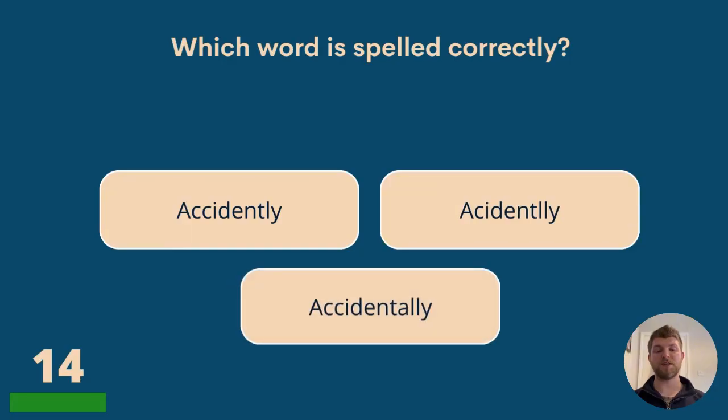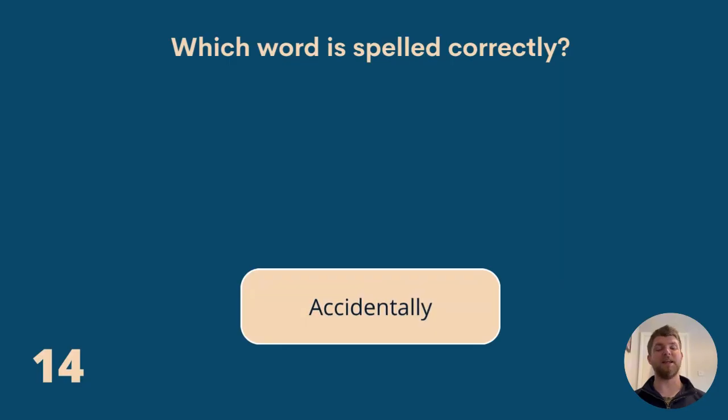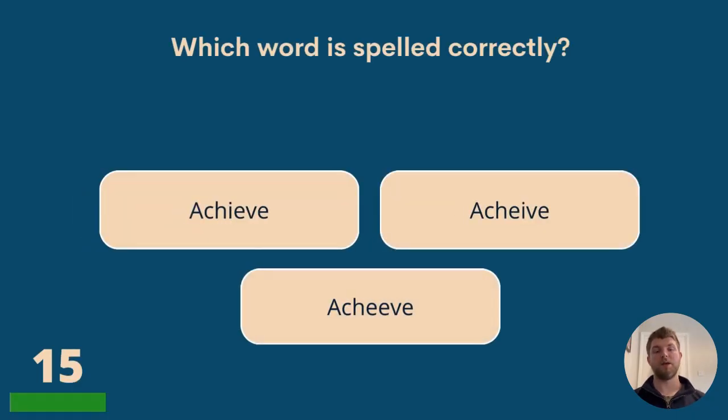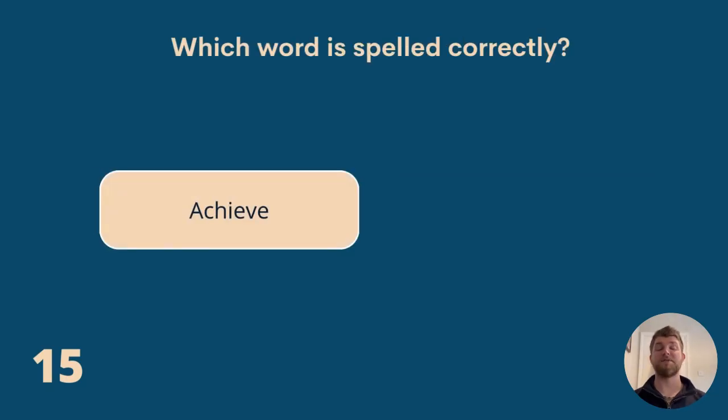Which word is spelled correctly if you're spelling the word accidentally? There are 3 different spellings there. Only one of them is correct. The correct spelling of the word accidentally is ACCIDENTALLY. What about achieve? How do you spell achieve? It's that classic I before E, but is it apparent here? The answer is ACHIEVE.